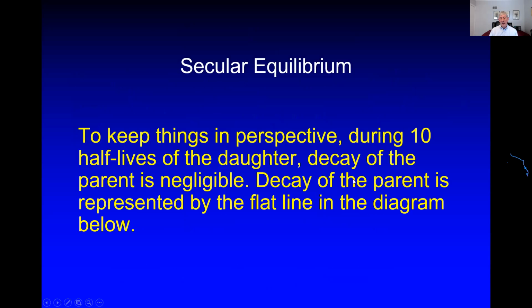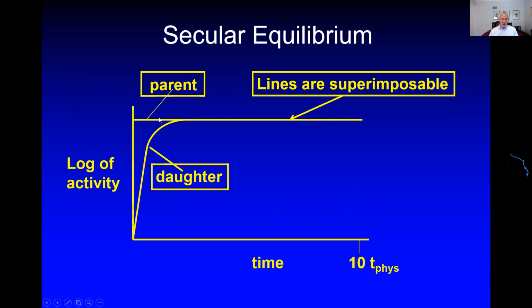So let's take a look at the graph. Keep in mind, what we're looking at is how much decay of the parent takes place during 10 half-lives of the daughter. Now, as you'll see in this diagram, from time 0, let's say we have a parent and daughter in equilibrium. We took the daughter off of the generator. So now here's what happens. The daughter builds up very rapidly. Then the activity begins to taper off.